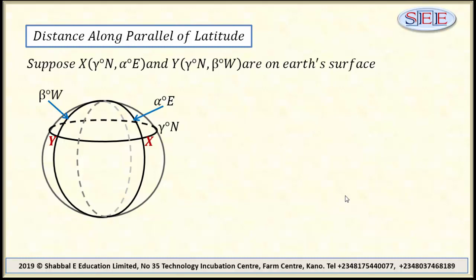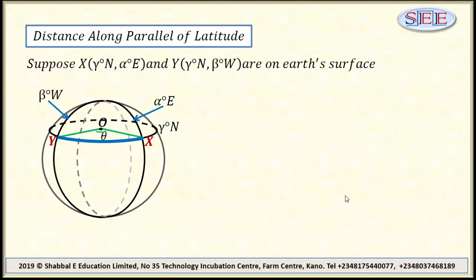Now to find the distance between these two places x and y that happen to be on the same latitude, gamma degrees north, let us see. The distance between them is nothing but the length of this arc. The 2 points are on the same latitude, and that latitude is a circle. So the distance between those 2 points will be given by the length of this arc. Look at the arc in blue.